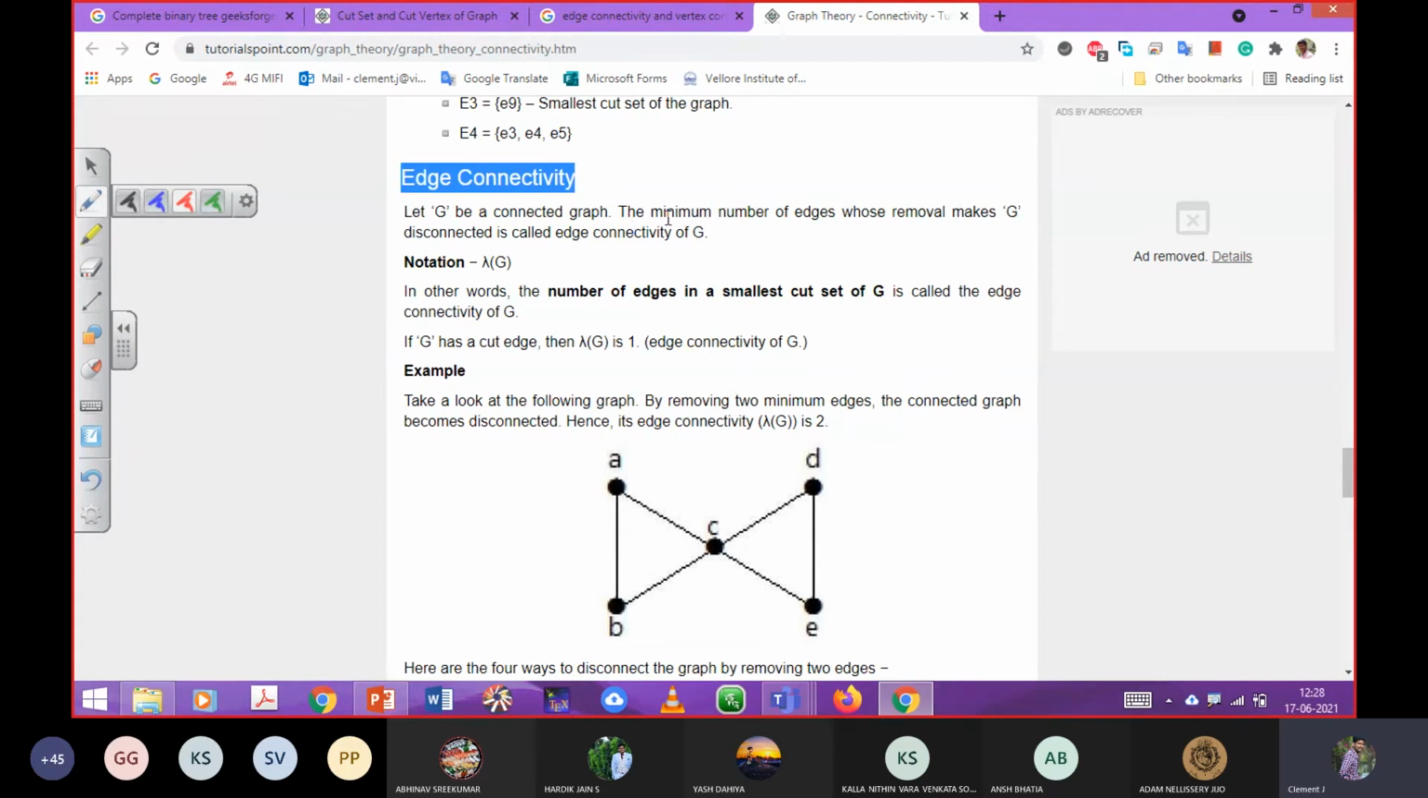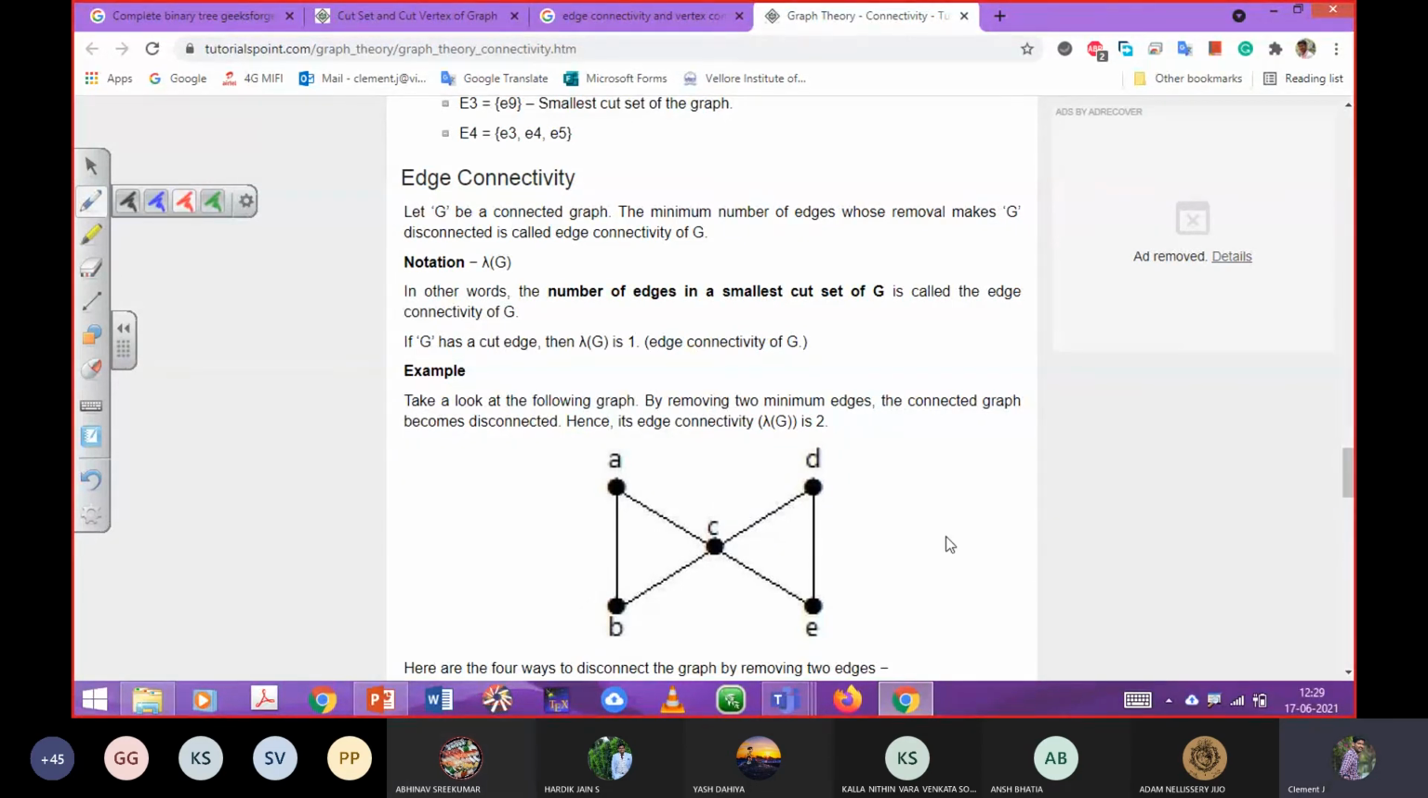You should plan out, if you want to make G a disconnected graph by removing some edges, that the number of edges should be minimum. That means it has to be the smallest cut set. Now can you try to say what is the edge connectivity of this graph? That means what is the minimum number of edges needed to make this graph into two disconnected components?